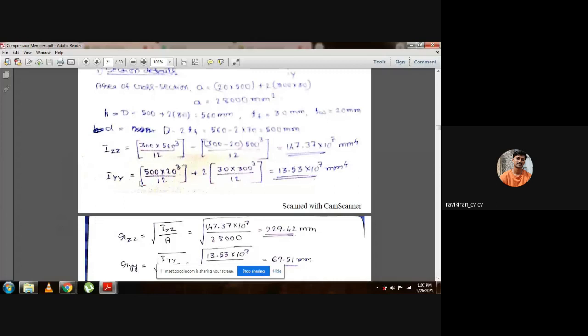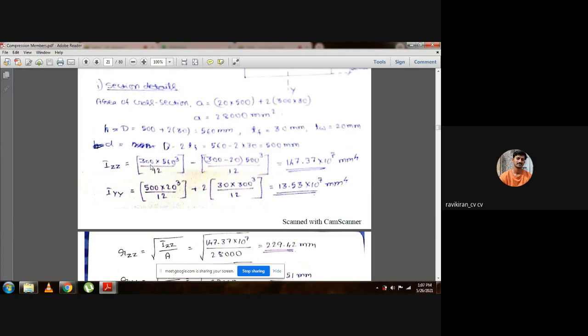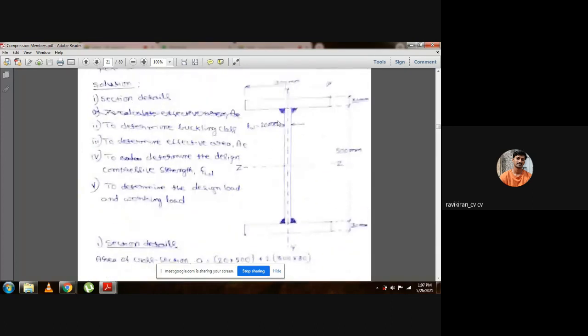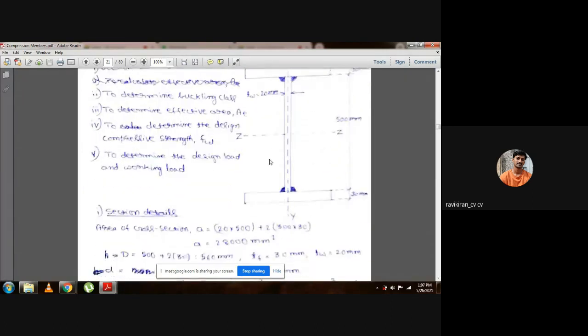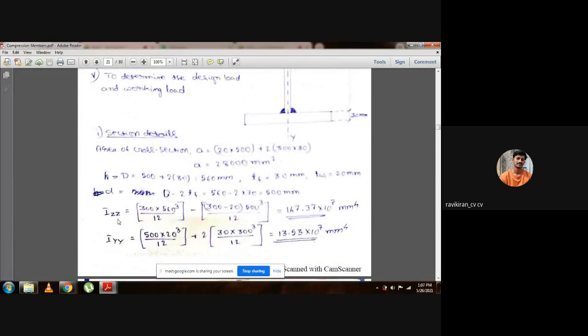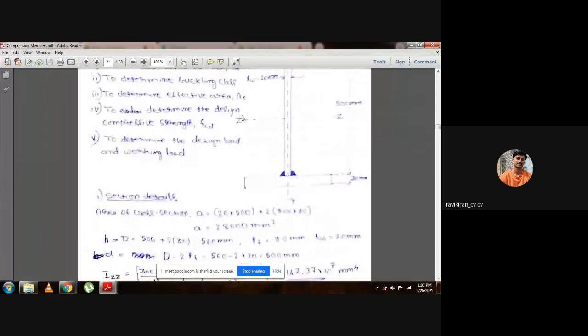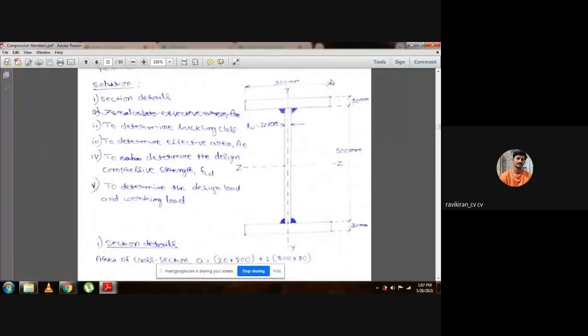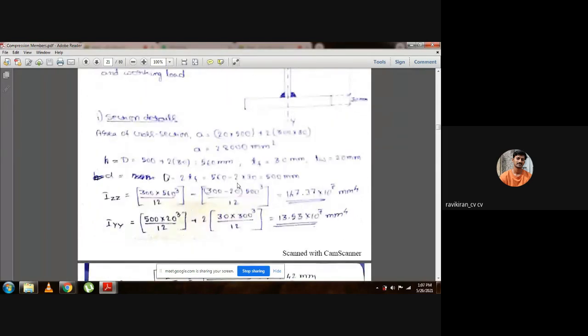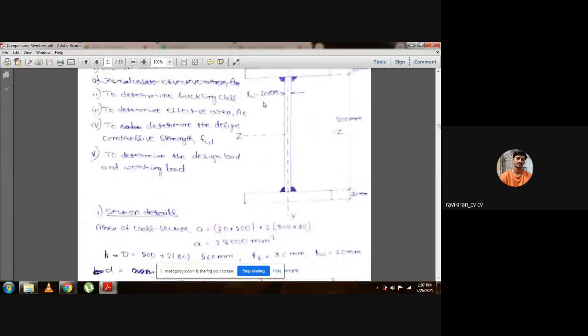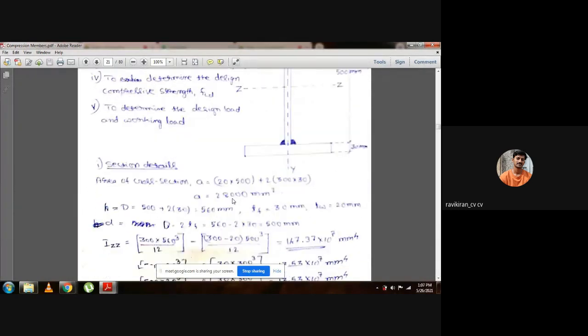So how to calculate IZZ? It is nothing but BD cube by 12. What is breadth for I section flange? It is 300. And what is depth? 300 is the web. And what we did here is we considered total rectangle. In the total rectangle, we have deducted this portion. Okay. So total width is 300 into total depth is 560. So BD cube by 12 minus this portion, the hollow portion.